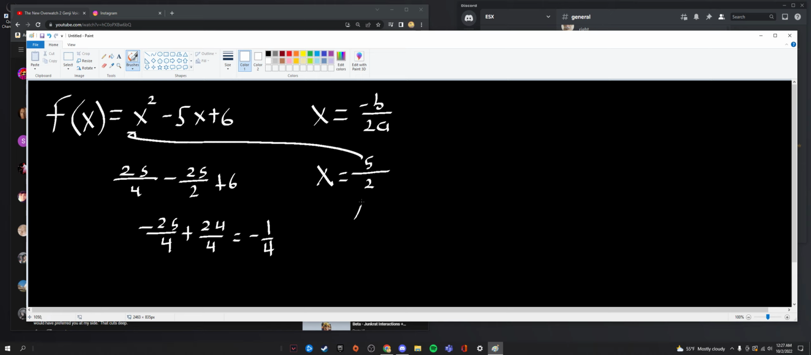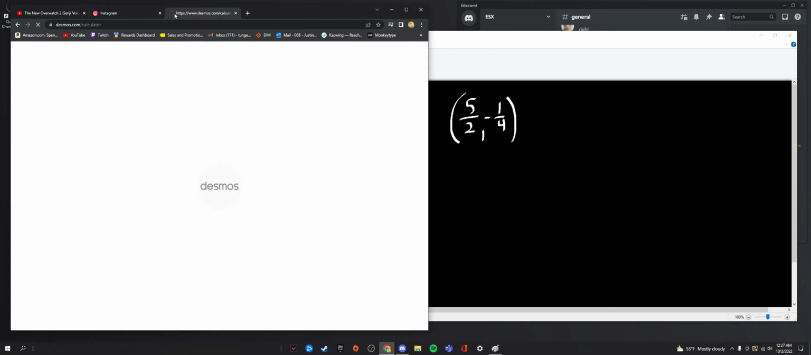So this right here is our axis of symmetry. I'm not going to write out symmetry, I'm just going to say sim of sim. And this is just the y coordinate of our minimum point. So in total, we would have 5 over 2, minus 1 over 4. And just to verify that I'm not lying to everybody, let's graph that out.